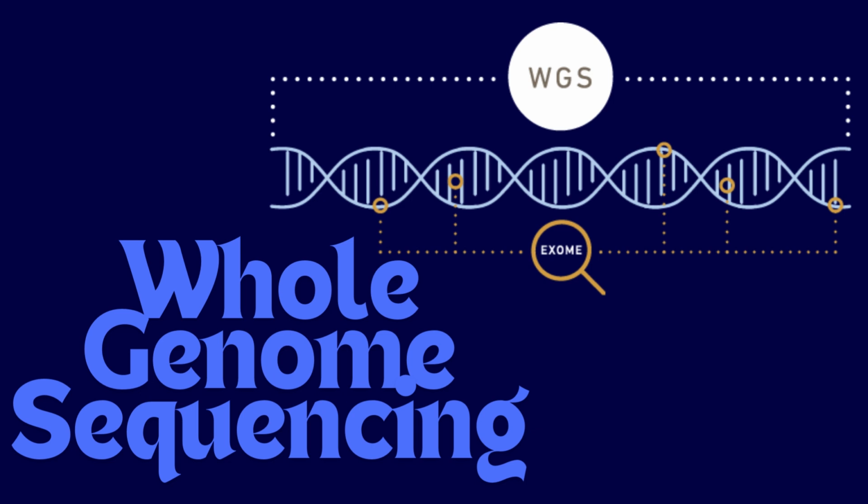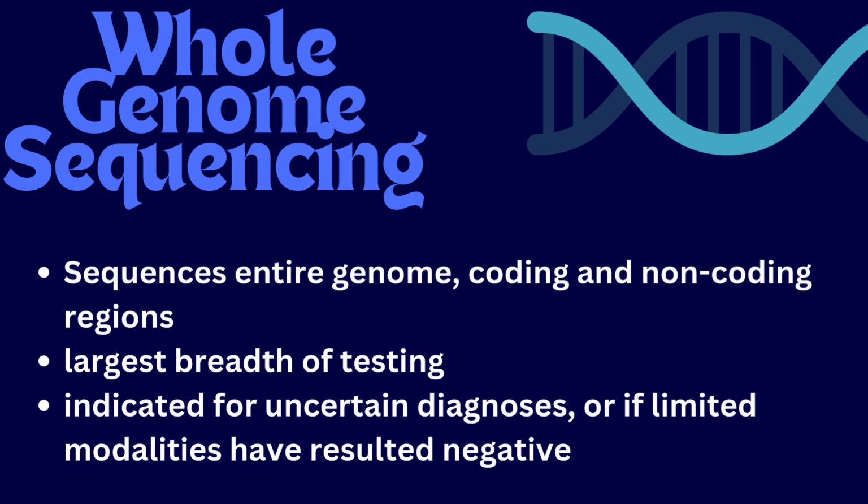Moving on to whole genome sequencing. This is sequencing of all the genetic material in its entirety, including both the coding and the non-coding regions. Genome sequencing is the largest breadth of testing currently available. It is indicated if other methods have resulted negative and a wider net is needed, or if there is an unclear phenotype that doesn't point to a direction of genetic disease, but there are features present that indicate a potential genetic etiology for the presenting condition.